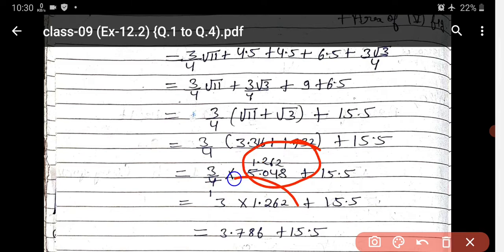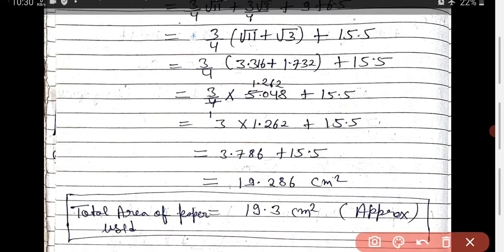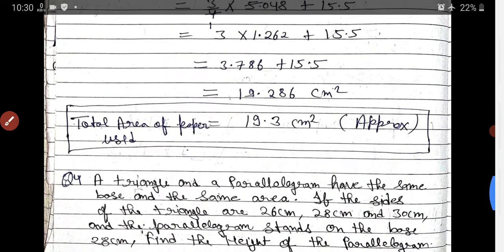When you multiply it by 3, you will get here 3.786 plus 15.5. Now when you add, finally you will get here 19.286 centimeter square. It is your answer. If you want to convert into a round figure, it will become only 19.3 centimeter square. So total area of the paper is what? 19.3 centimeter square. It is the approximate value. Okay, hope all of you understand that question.